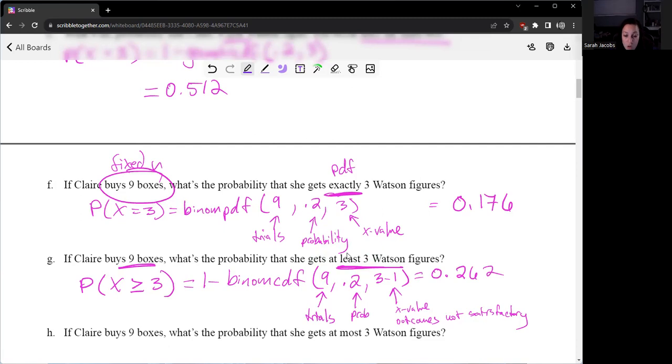So you could do that with a bunch of PDFs by doing the PDF of 3 boxes, the PDF of 4 boxes, of 5 boxes, of 6 boxes, of 7 boxes, 8 boxes, 9 boxes. That is one way to do it. And that's what you would have to do if you're doing this by hand with the n choose k, etc. That's really not necessary.